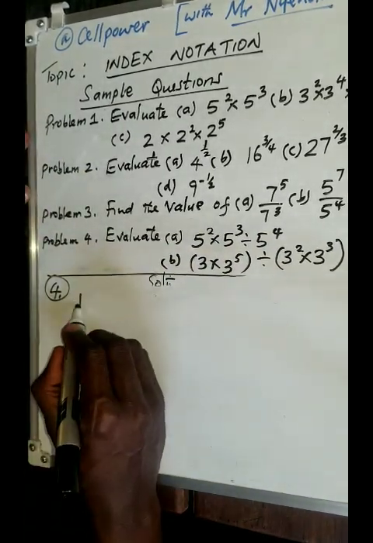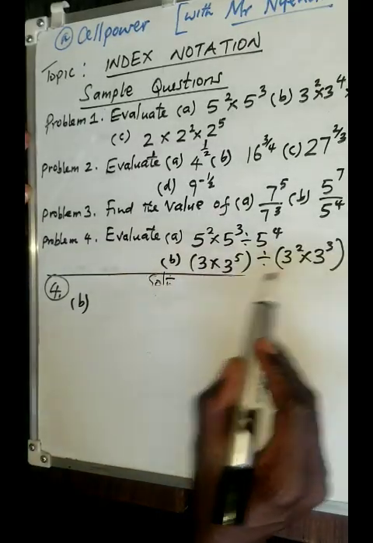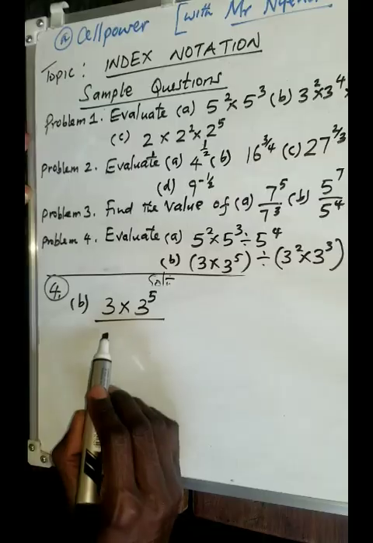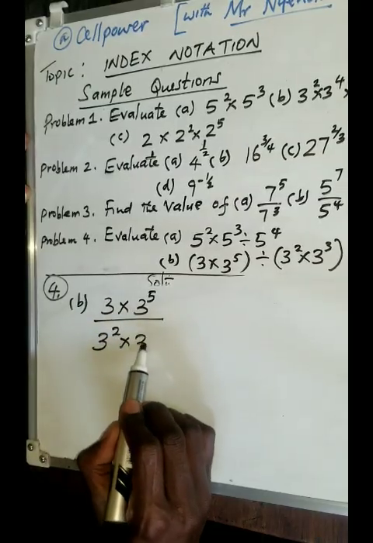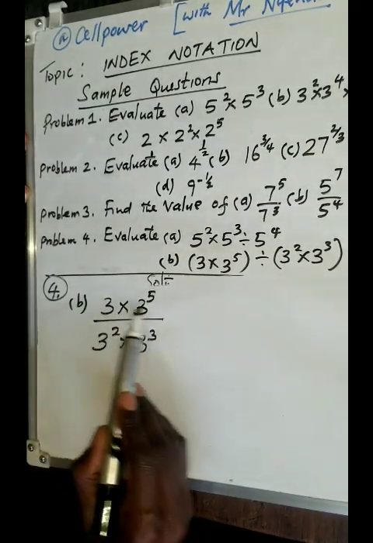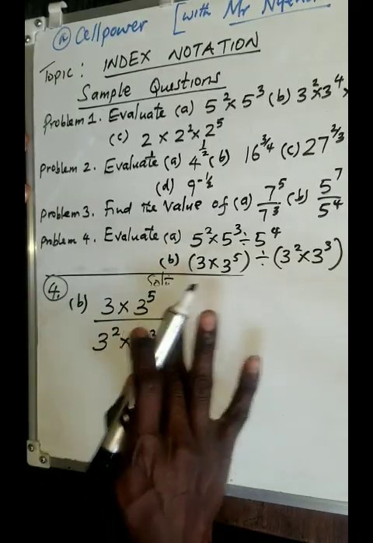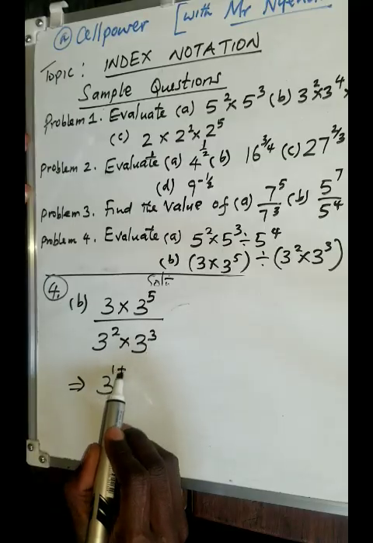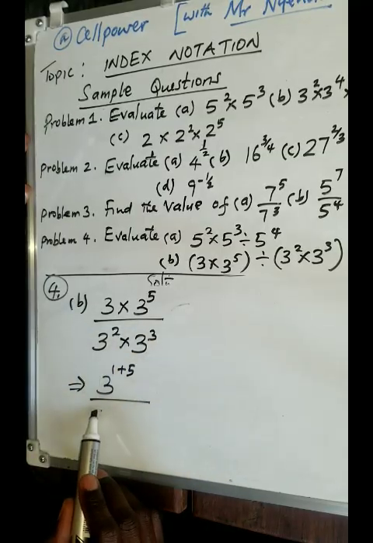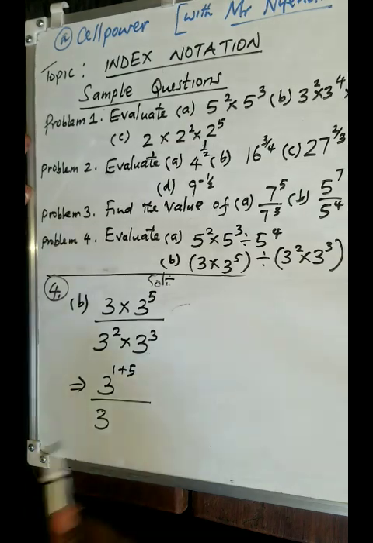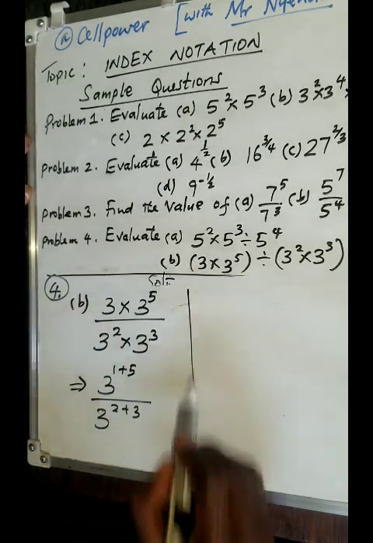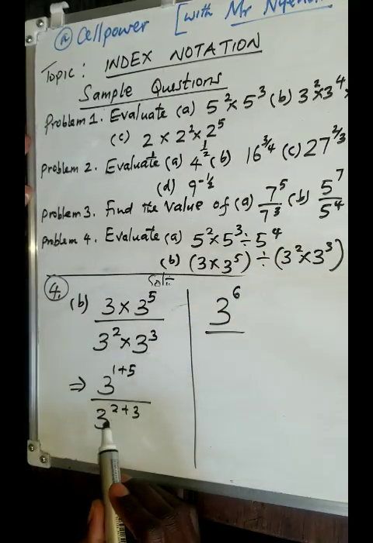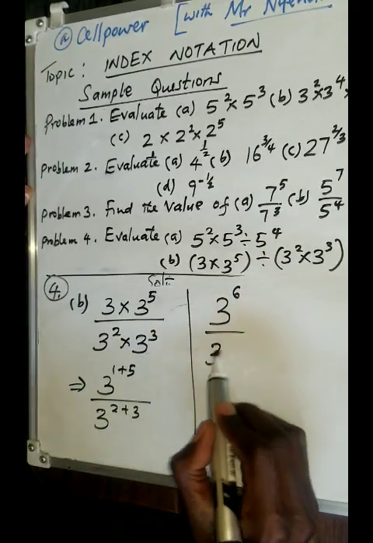Let's do our last one, which is the B part there, which can be written as 3 times 3 raised to the power 5 over 3 raised to the power 2 times 3 raised to the power 3. Because the bases are the same, of course, you just need to add the powers. So it will be 3, 1 plus 5 at the top. Then at the bottom there, you just add the powers, which is 2 plus 3 there. So if you look at this one, 1 plus 5 will give you a 6 over this 2 plus 3 will give you a 5.